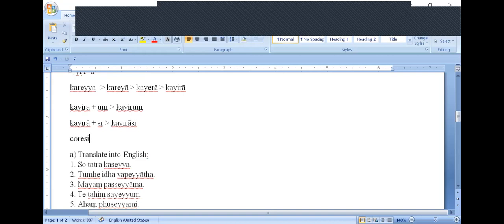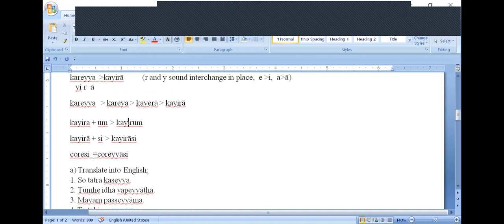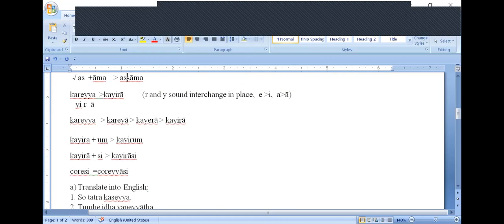Choreti, the present word. So choresi, this one? Are you talking about this choresi? Choresi in the optative will be choreyasi. No, this is only special for this karoti, only for this case. You have the R.